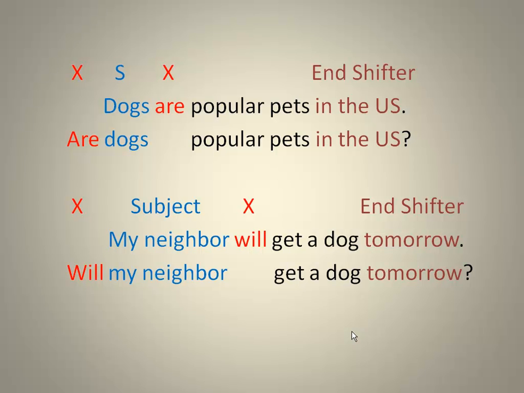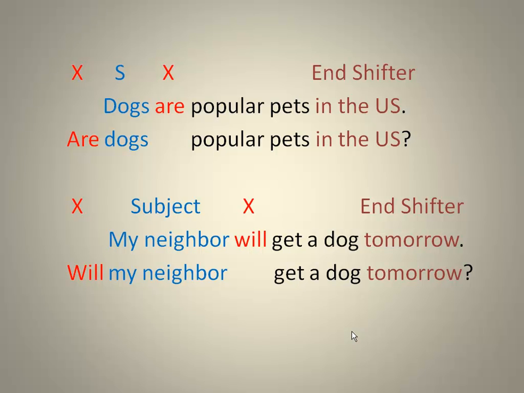These X words are the words that let us ask yes or no questions. These are also the words that must appear in negative sentences. So for example, dogs are popular pets in the U.S. Are dogs popular pets in the U.S.? The X word are moves to the front to make a question, and between the two places where X can go in a sentence, for example, in the statement dogs are and the question are dogs, between those two places, the word or words is the subject, in this case, dogs.